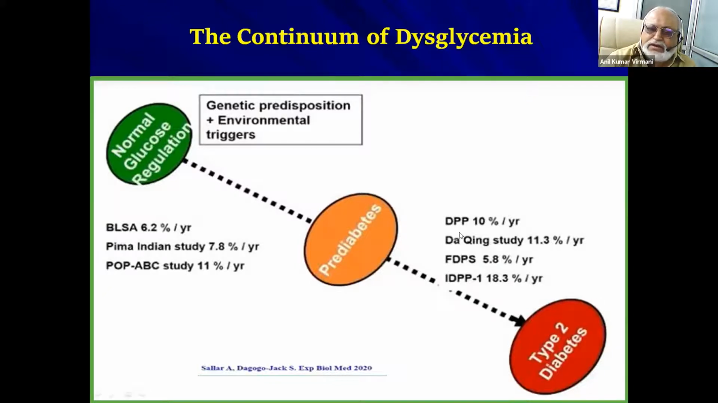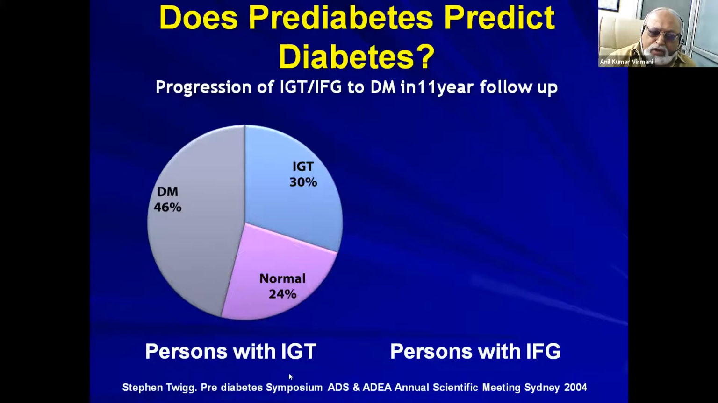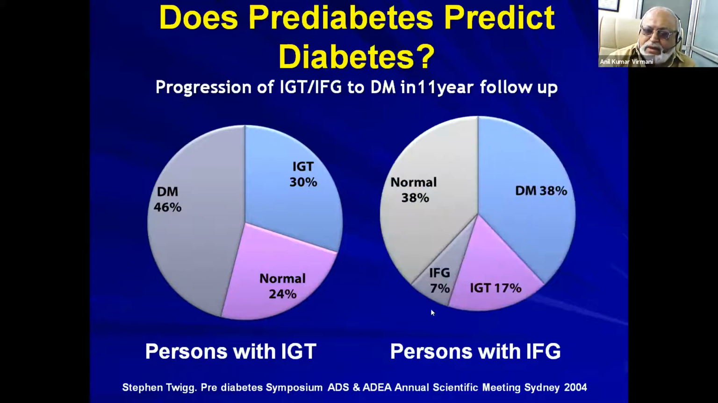And you will look at various studies which have shown various rates of conversion. So if you look at how many people are going to convert, if you look at impaired glucose tolerance, 24% will go back to normal, 30% will remain as IGT, but 46% will develop diabetes. Similarly, with impaired fasting glucose, it will be less, 38% will develop diabetes, 38% will go to normal, and 17% will develop IGT.